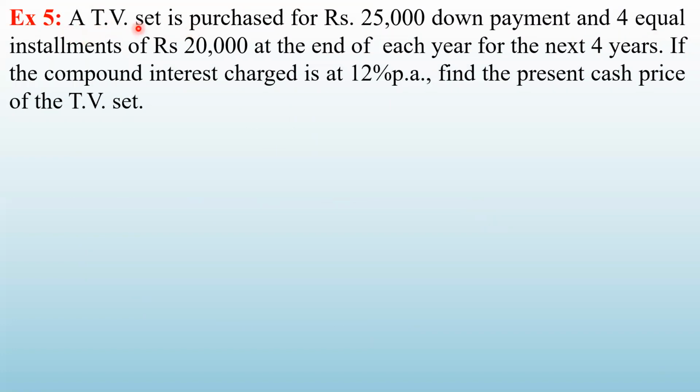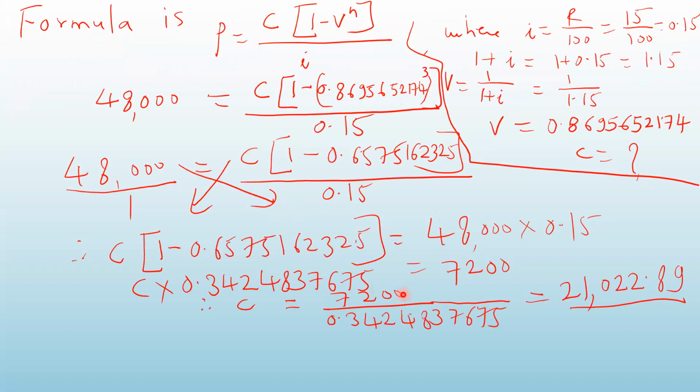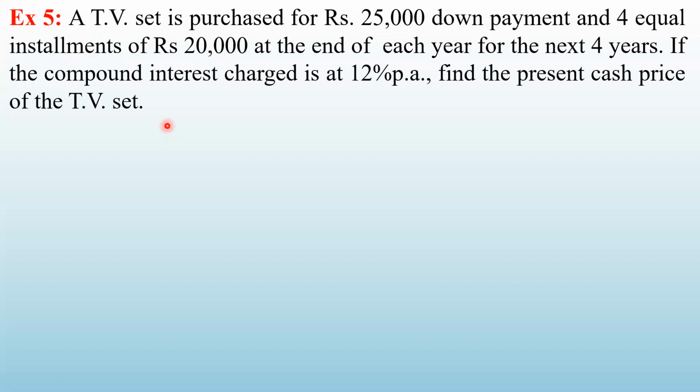Look at here. A TV set is purchased for rupees 25,000 down payment. Here it is already given that the down payment is 25,000 and 4 equal installments of 20,000. Here you are given the installments. In the previous problem, installment was not given to you. You were asked to calculate. Here it is already given that 25,000 is the down payment and 4 equal installments of 20,000 at the end of each year for the next 4 years. If the compound interest charge is 12% per annum, find the present cash price of the TV set.